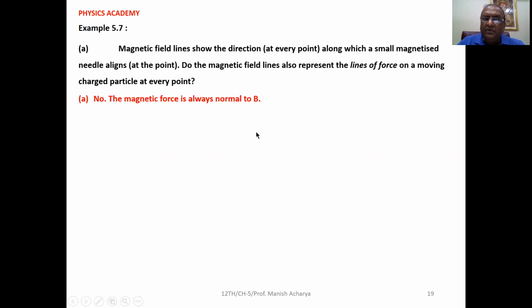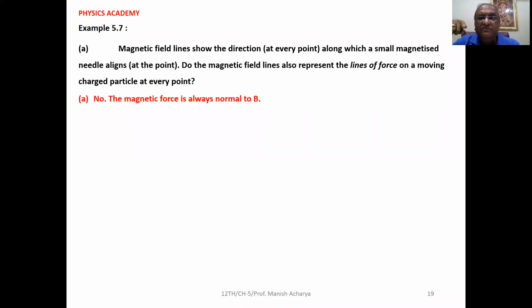No. Because when we think about any moving charge in the magnetic field, the force on it is given by the equation F = q(v × B), which means the force is always perpendicular to the magnetic field. So in the direction of the magnetic field, the charge will not experience a force, and therefore we can't represent the magnetic field lines as lines of force.